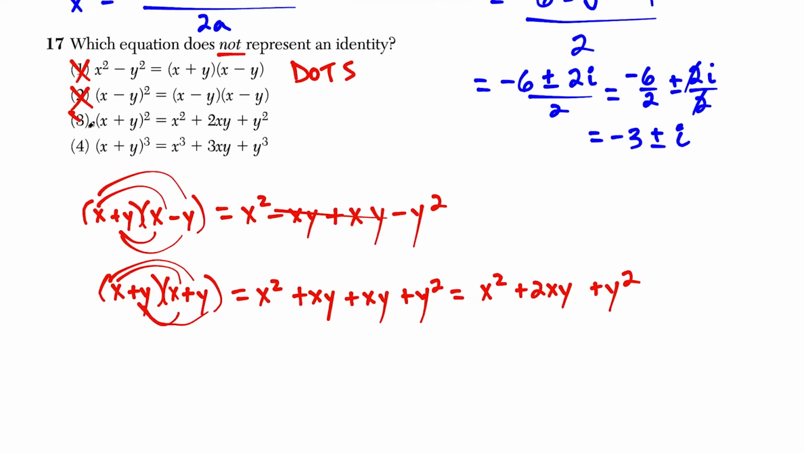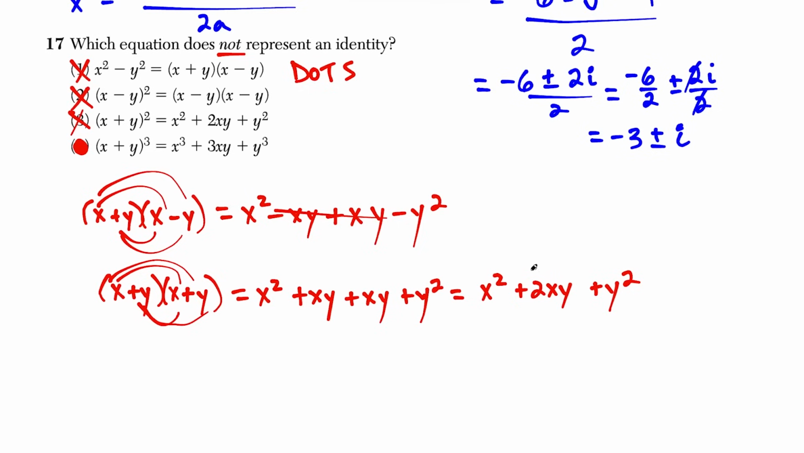And finally, for the last one, this has to be our answer because notice that we got a match here for expanding x plus y times x plus y. So whatever choice 4 is has to be the one that does not represent an identity. But how do I know this is the case?